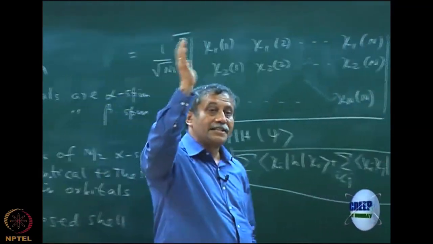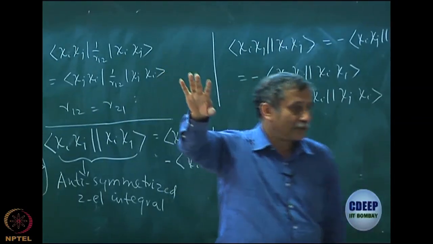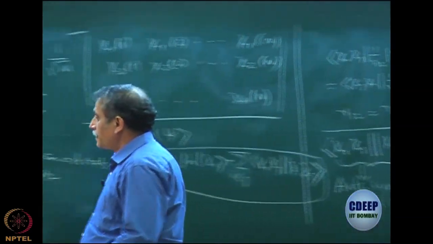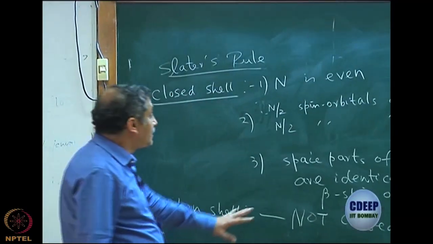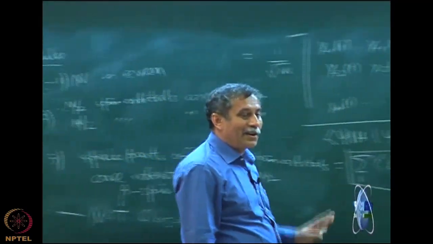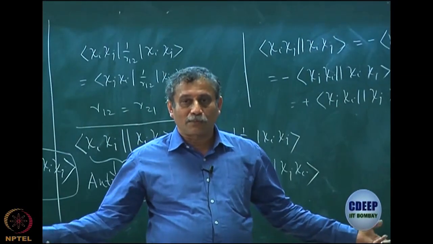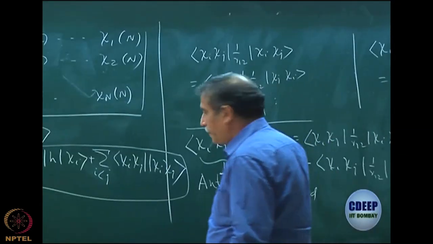So there you will see there is restricted, open, unrestricted. We'll come to those points when we discuss open shell, depending on what kind of space parts. But at this point, for my discussion, it is sufficient to say that anything that is not closed shell is open shell. I will not define open shell any more. There are only two things, either closed or open. So obviously, anything that is not closed is open.